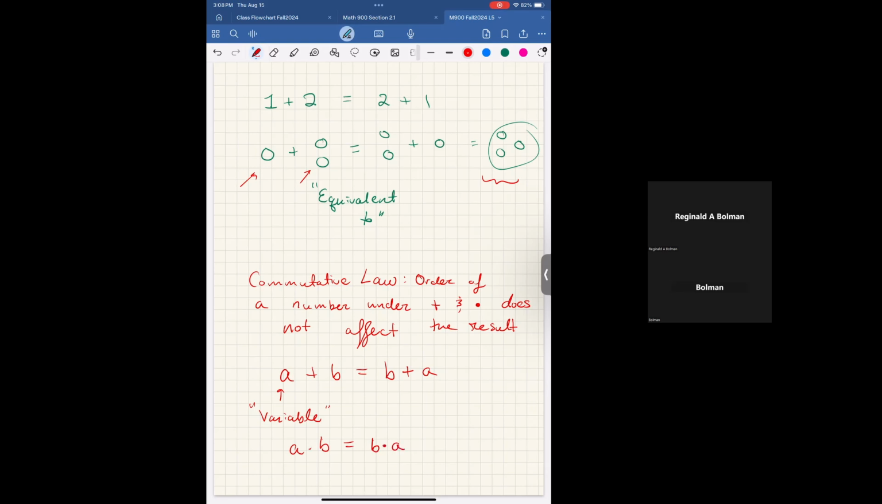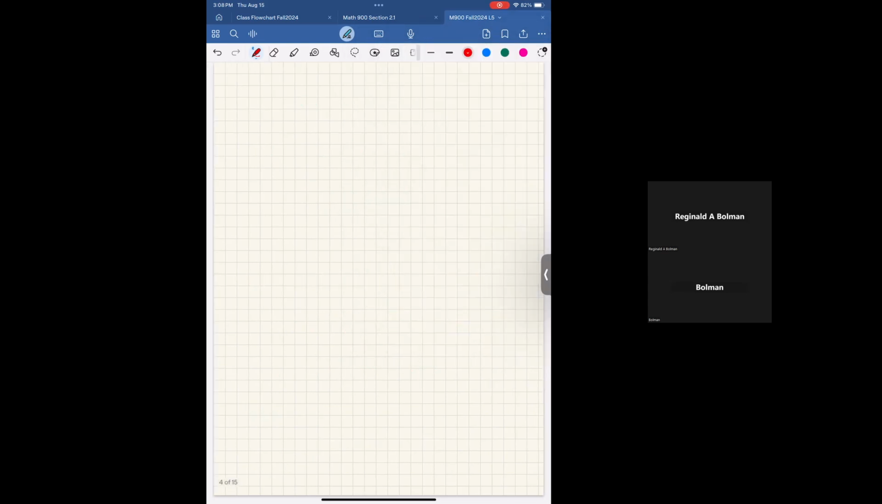Very interesting. But it does not hold true for subtraction or division. So you can't have, like, 1 minus 2 minus 3. This would certainly not be the same thing as 3 minus 2 minus 1.